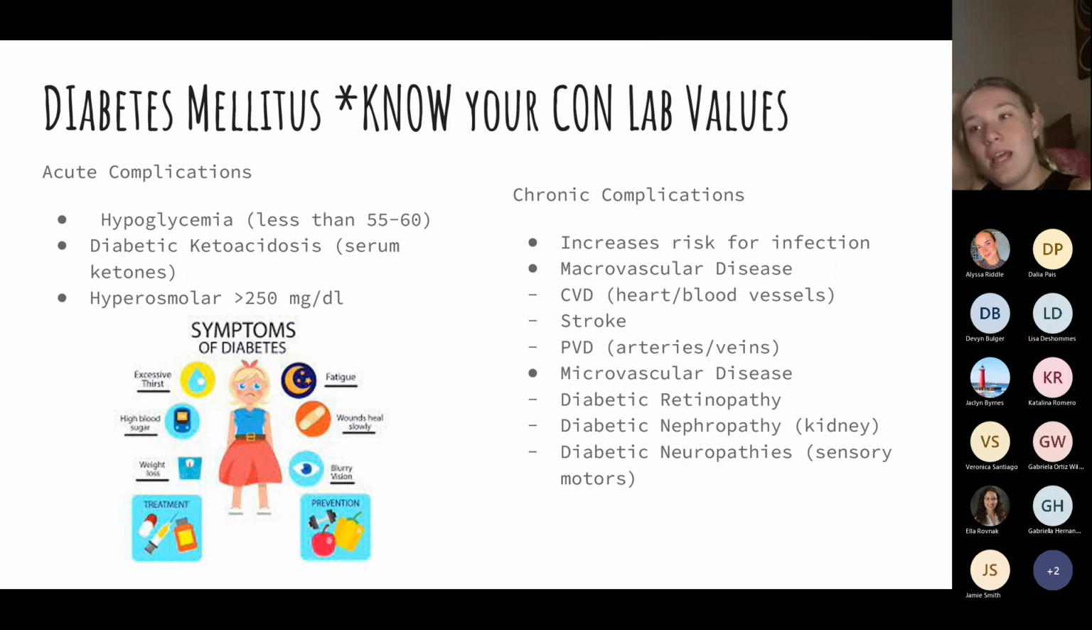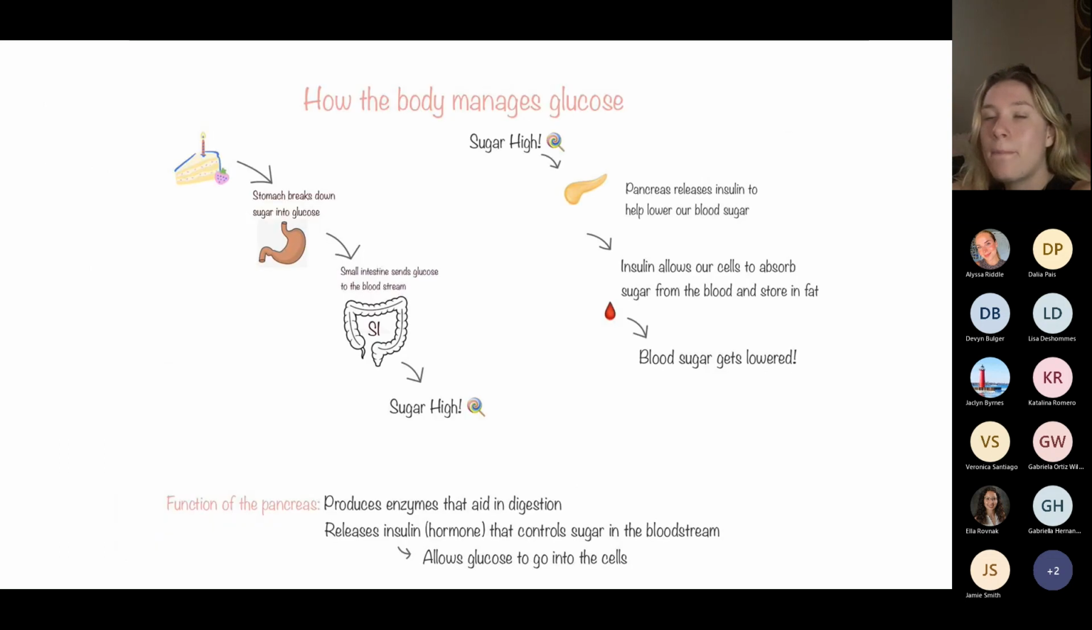For diabetes mellitus, I would just know your normal lab values, your normal ranges for glucose, etc. What would be hypoglycemic, what would be hyperglycemic, etc. I included this slide on how the body manages glucose, just for you guys as well.